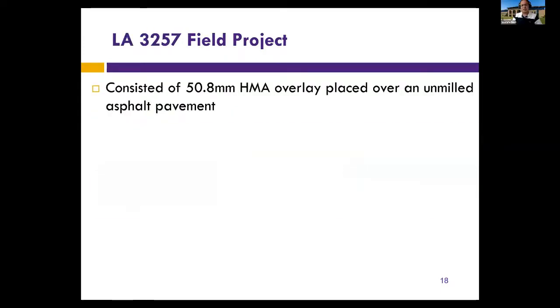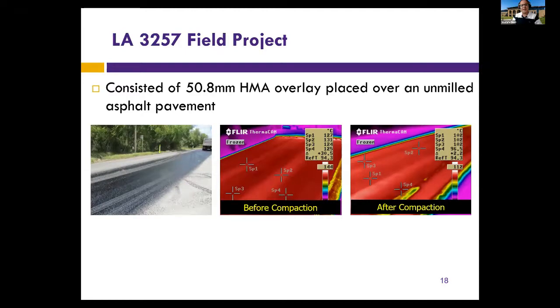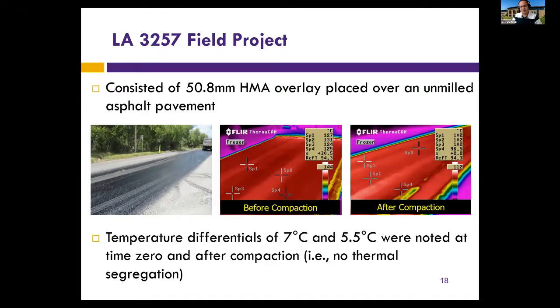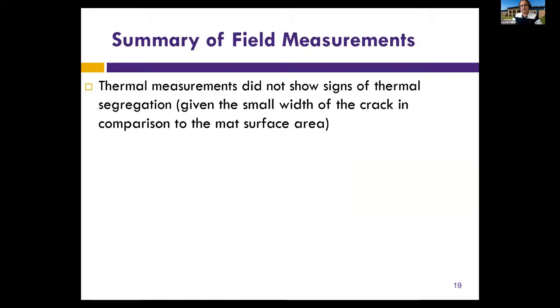In the third project, the surface was unmilled. In that case, we also compared the temperature during paving and during compaction. It seems that there was some non-uniformity, but again, it was not to the level where you can assess it as thermally segregated. So there was a large differential, but it was not severe enough to be assessed as thermally segregated. So for the field measurement, we found that there was no sign of thermal segregation.